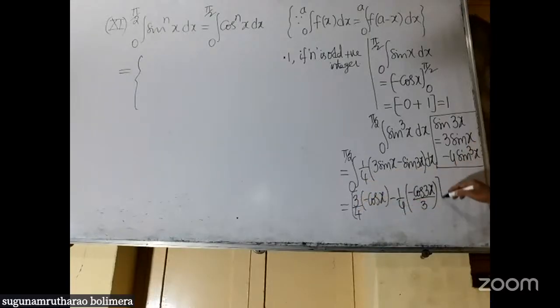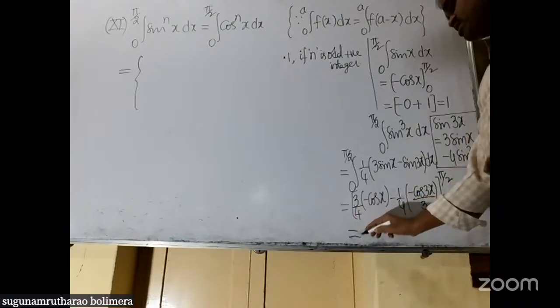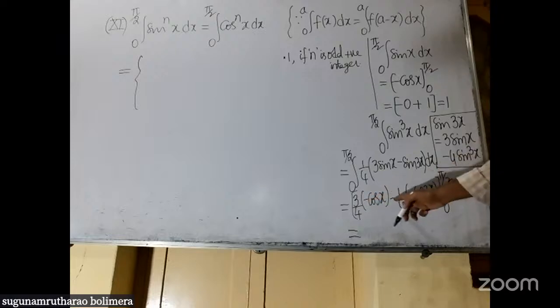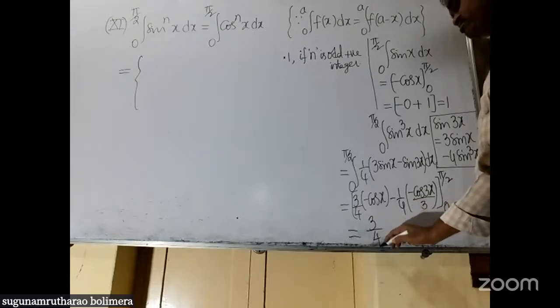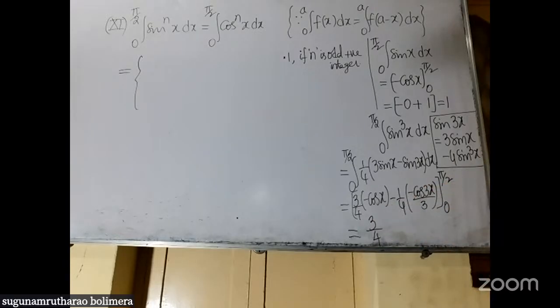You write the limits from 0 to 5 by 2. On writing the upper limit, both will be zeros. On writing the lower limit, you will get minus, that minus minus will become plus. Cos 0 will be 3 by 4. And on writing the lower limit, cos 0 will be 1 by 3 into 4. So this minus, you will be getting minus 1 by 12. If you take LCM, this will be 12, and 4 threes are 9 minus 1. So this is 8 by 12, which is 2 by 3.